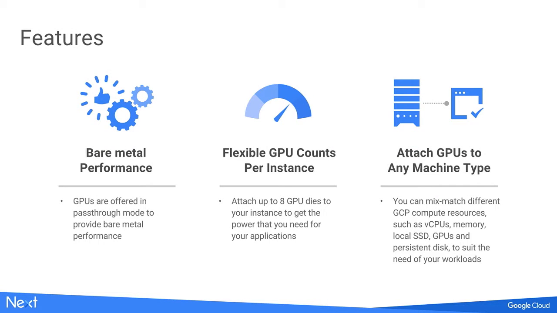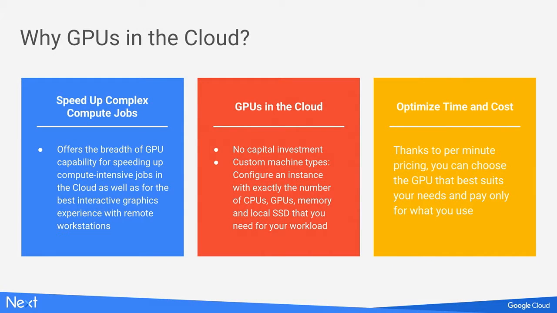One thing that people really like about the GPUs in Google Cloud is that we offer essentially bare metal performance. We're offering them through pass-through mode, which means they're directly attached to the CPU that your VM is running on. So it's directly attached, you get high performance, and you can attach GPUs to any machine type, so you have a lot of flexibility as well.